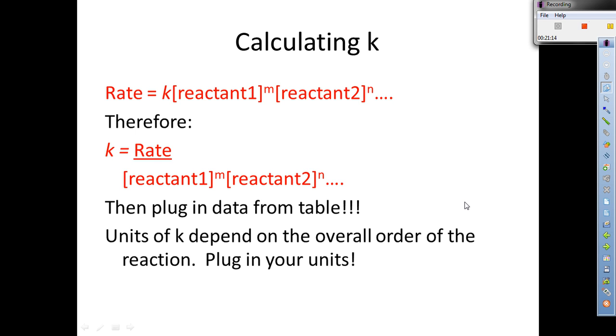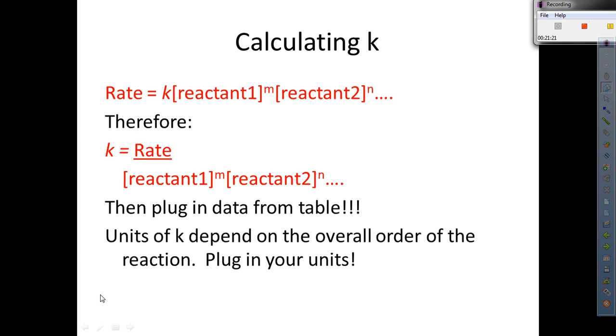Therefore, how do we calculate k? Well, if rate is equal to k times the reactant raised to its order, reactant 2 raised to its order, and so on, we can rearrange this equation and get little k by itself. Little k is equal to rate divided by the concentration of the reactant raised to its order, times the concentration of reactant 2 raised to its order. All you do then is plug data in from your table.